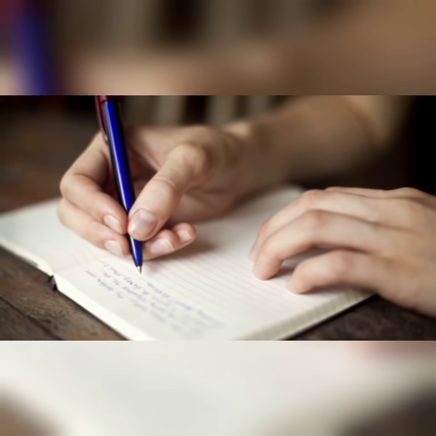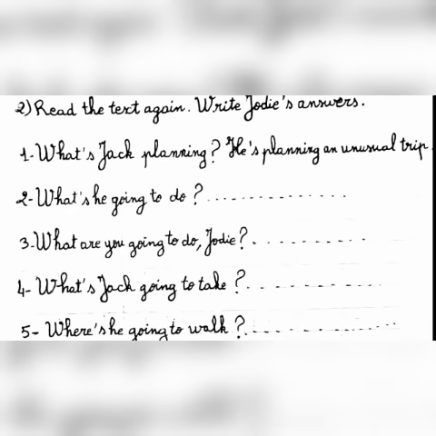You are going to read the text again in your student's book, and you try to answer the questions. So for the questions, here you have the instruction. Read the text again, write Judy's answers, which means try to read the text more than one time, and you answer what you have. The first question you have, what's Jack planning? Which means what's his plan? Or what's his program? And here you have as an example, he's planning an unusual trip, which means his program is doing an unusual trip.